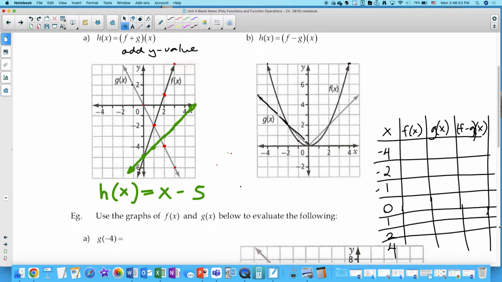So when x is negative 4, y is at 8. I'm doing f of x first, right? So that's the parabola. When x is negative 2, y is at 2. This is at a half. 0, and then it's symmetrical. 0.5, 2, 8. Okay, and for g of x, when x is at negative 4, y is at 4. And then negative 2, 2. Negative 1, 1. 0, and then again there's symmetry here. So 1, 2, and 4.